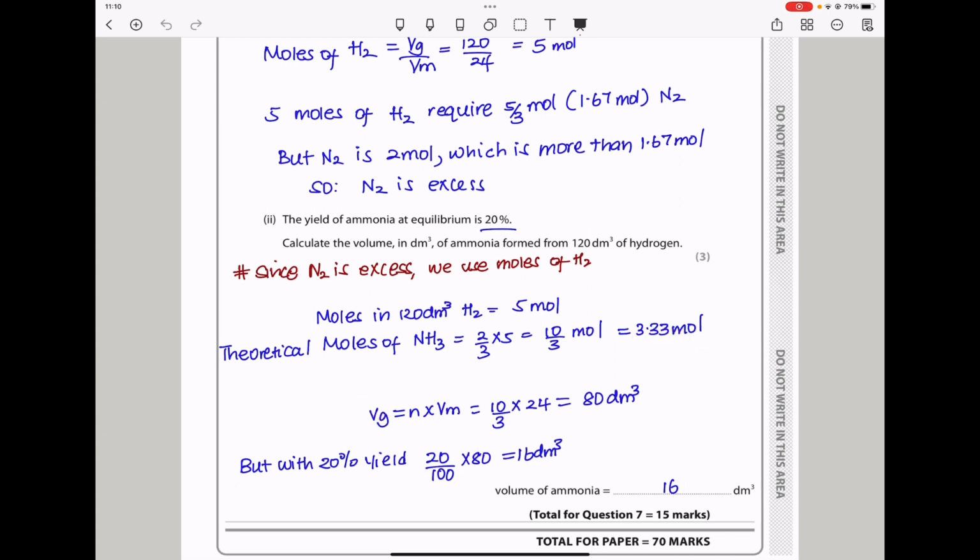Now to find the volume of gas, it's going to be number of moles times molar gas volume, which is the moles we have here, 10/3 times 24. I took this instead of that so that I can use exact values. So 10 divided by 3 times 24 gives us 80 decimeters cubed. But with 20% yield, it's going to be 20 divided by 100 times that, giving me 16 decimeters cubed. And that should be my answer.